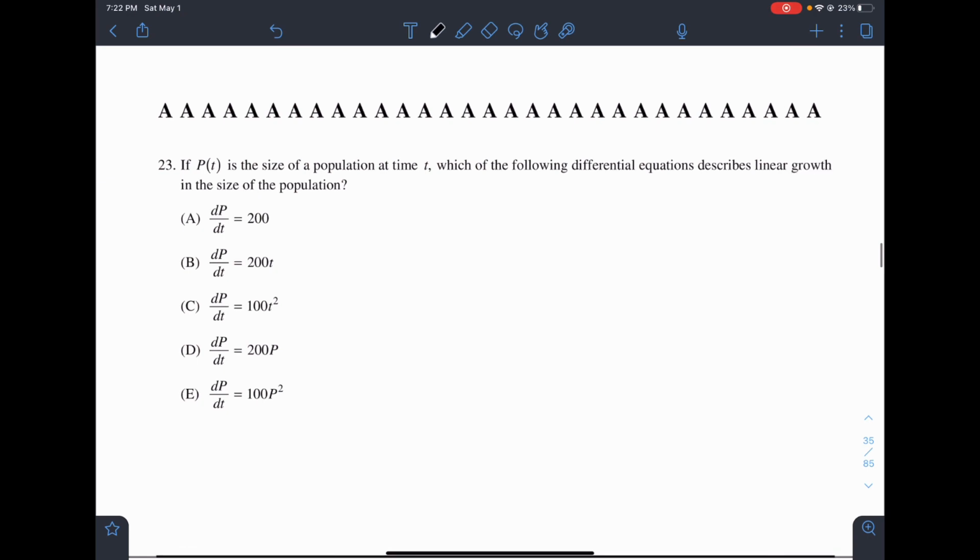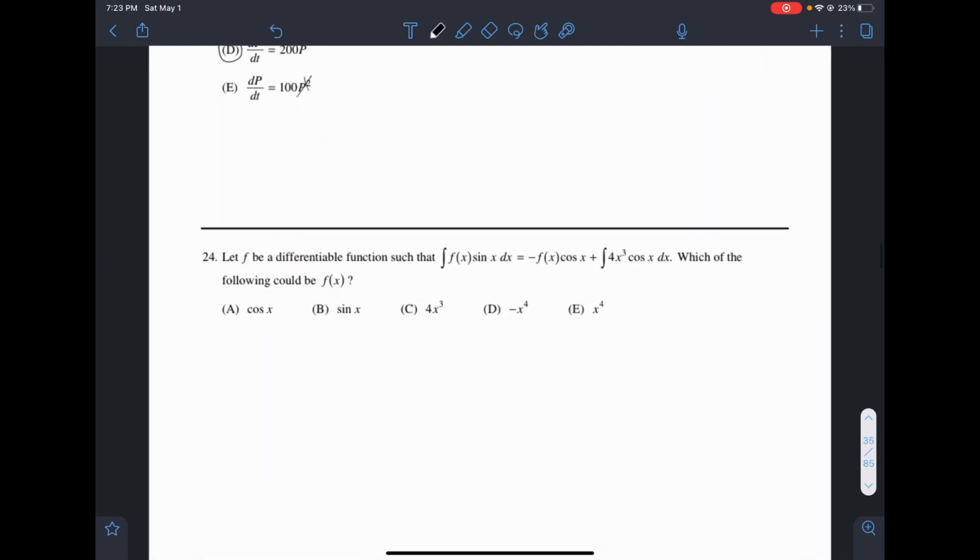Okay, so number 23, this is a differential equation problem. And so linear growth, a linear differential equation, will look like dy/dt equals ky. So there will be no independent variable in the equation, and no squared either. So the only one that looks to fit this model is answer D, because we don't want a p squared, we don't want any t's, and we don't just want a number. So we can be confident that it's D.